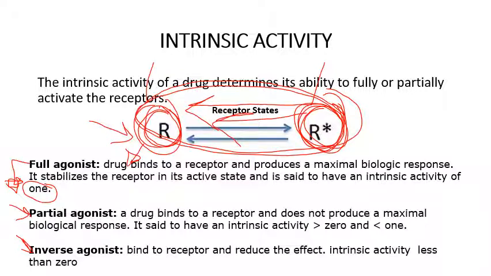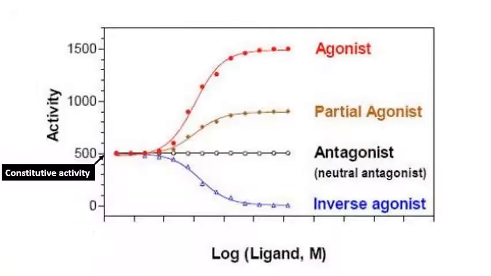I hope this is clear, and I will be happy to answer any question in regards to the clarification of how inverse agonists and full agonists affect the equilibrium between activated and inactive form of the receptor.